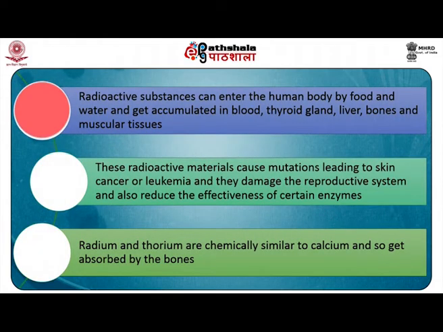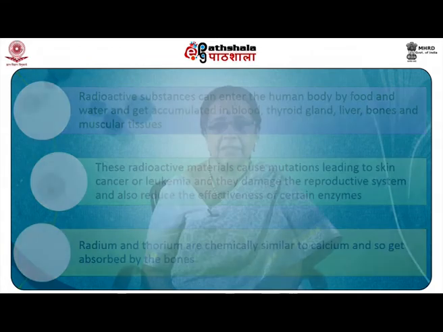Radioactive substances can enter the human body by food and water and get accumulated in blood, in organs like liver, in the thyroid gland, bones, and muscular tissues. These radioactive materials cause mutations leading to skin cancer, leukemia, and they also damage the reproductive system and reduce the effectiveness of certain enzymes. Radium and thorium are chemically similar to calcium, so they get absorbed by the bones.